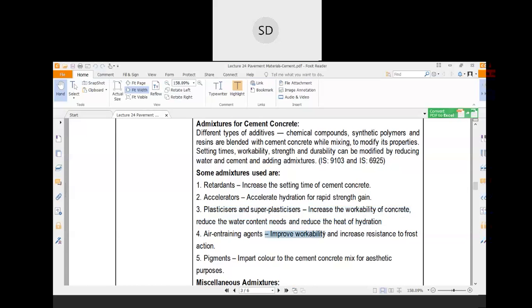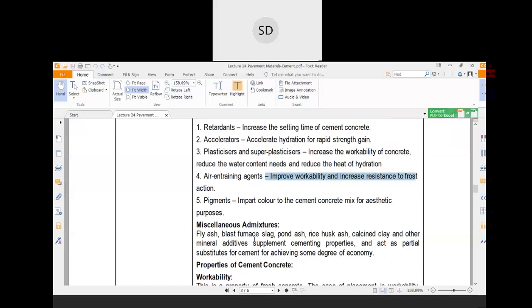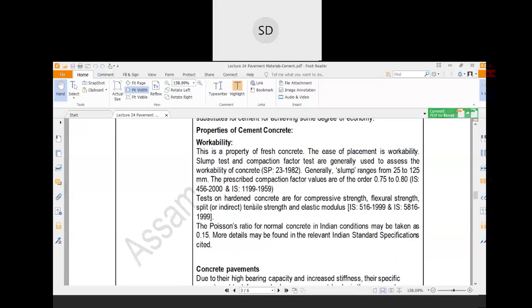Then air entraining agent improves workability and increases resistance to frost action. Then pigments impart color to the cement concrete mix for aesthetic purposes. Suppose you want to color your cementitious material, in that case you can use pigments. Apart from this, there are other types of admixtures like fly ash, blast furnace slag, pond ash, rice husk ash, clay, different types of calcined clay, or other mineral additives that supplement cementing properties, and these can also be used as admixtures.